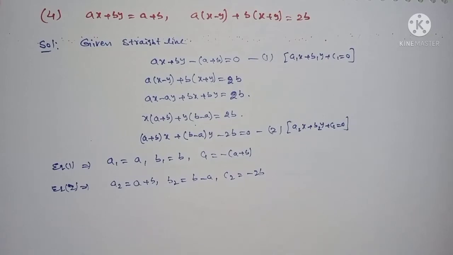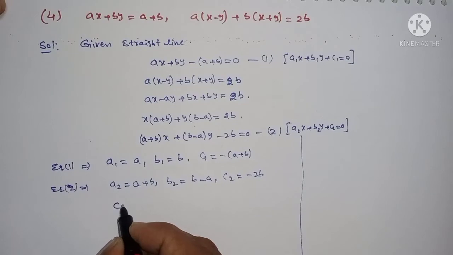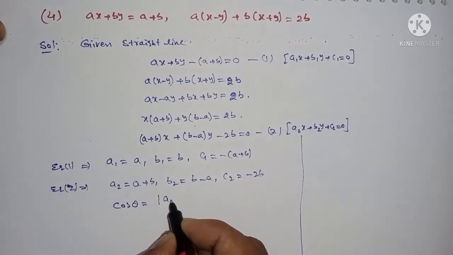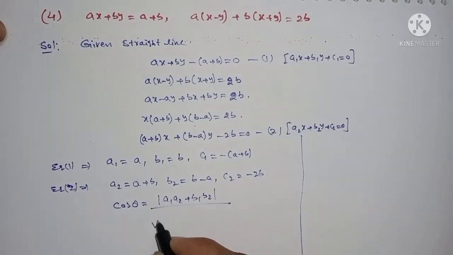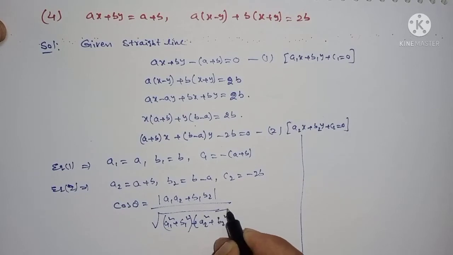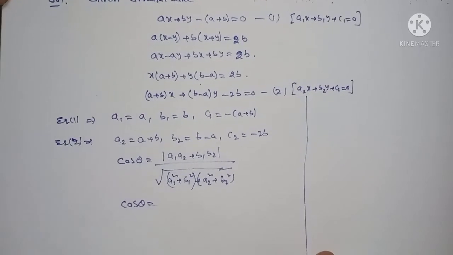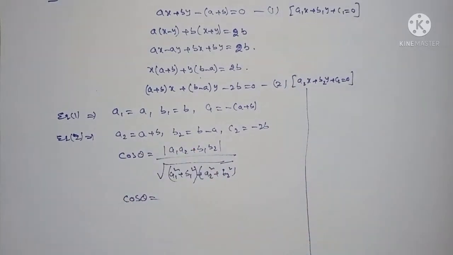What is the formula? Cos theta is equal to a1 a2 plus b1 b2 by under root of a1 square plus b1 square into a2 square plus b2 square. You can apply here. What you have to apply here? a1 a2. What is a1 a2?